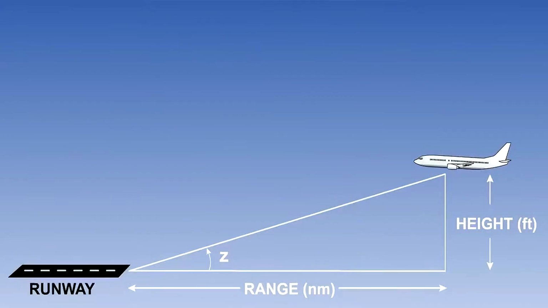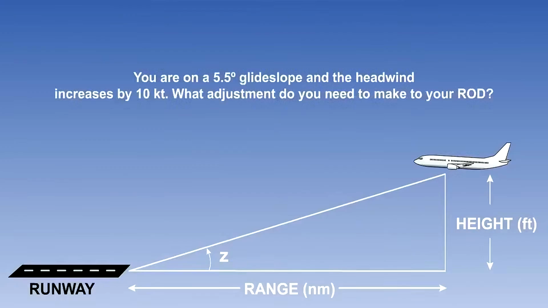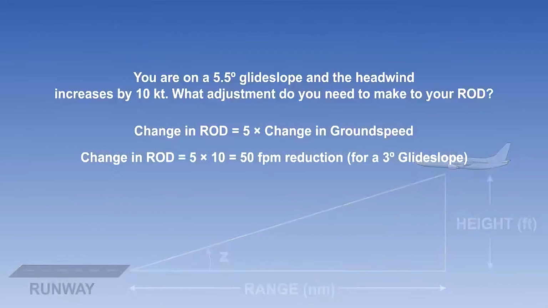Now, one for you. You are approaching London City Airport, which has a 5.5-degree glide slope, and the headwind increases by 10 knots. What adjustment do you need to make to your rate of descent? If the headwind increases by 10 knots, the ground speed has reduced by 10 knots. Five times 10 would be a 50 feet per minute reduction for a 3-degree glide slope.